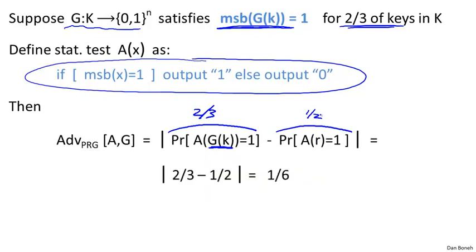And so the overall advantage is 1/6, and 1/6 is actually a non-negligible number. That's a fairly large number, which basically means that A was able to distinguish the output. We'll say that A breaks the generator G with advantage 1/6, which basically means that this generator is no good, it is broken.